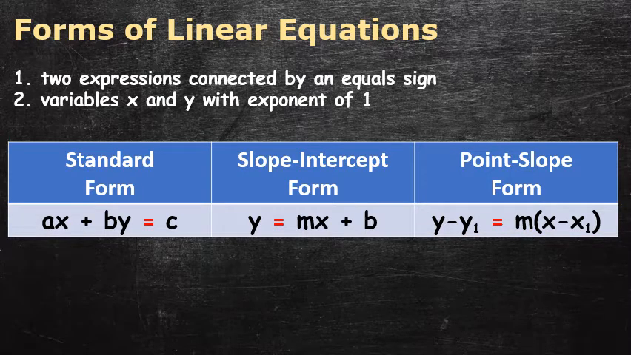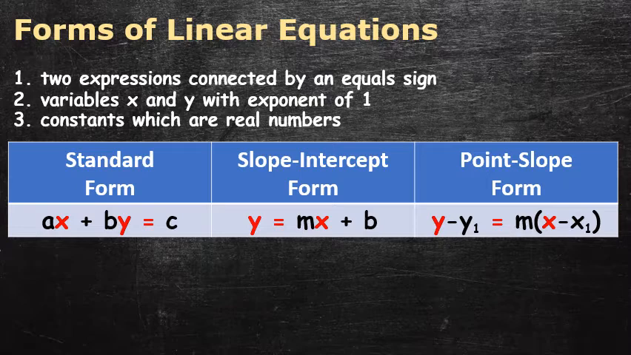Pangalawa, sabi natin, a linear equation must have variables x and y with exponent of 1. So, sa general form, ito yung x and y natin. Sa slope-intercept form, ito naman yung x and y natin. At sa point-slope, medyo nakakalito dahil sa representation, ang x and y na variables natin are ito. Take note na ang x1, y1 ay hindi variables. I repeat, x1 and y1 are not variables.